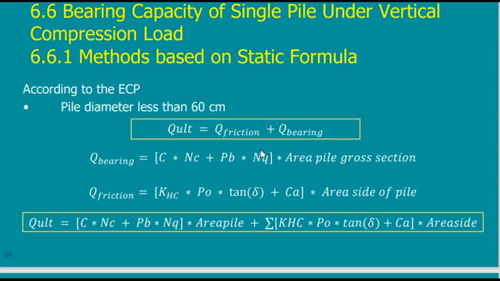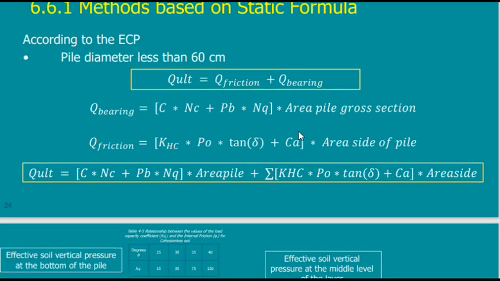As we said in the previous slides, the ultimate load that will be carried by the pile has two ingredients inside. What are these? The friction and the end bearing. So I should have an equation for friction and I should have an equation for bearing. This is the equation given for bearing. This is the equation given for friction. If we look at the equation, this is the combined equation.